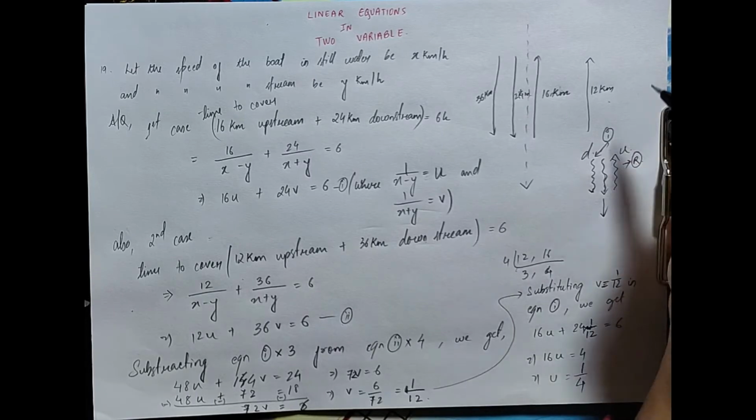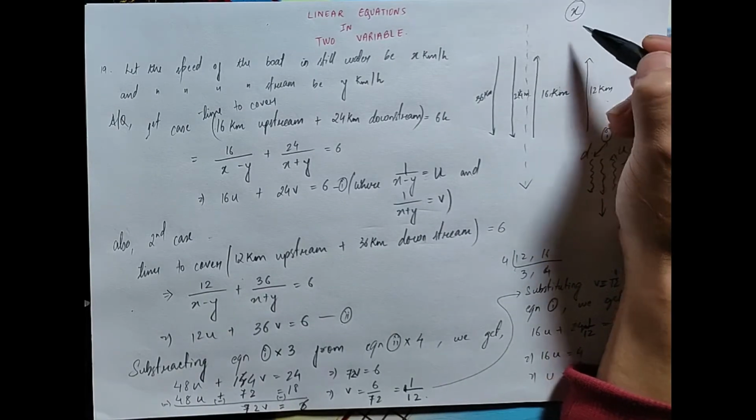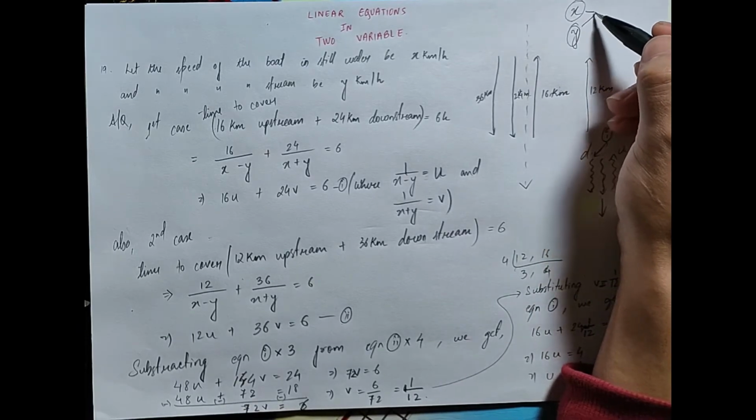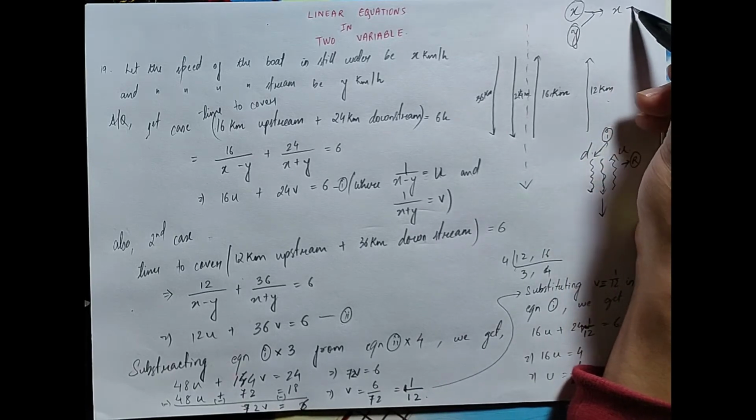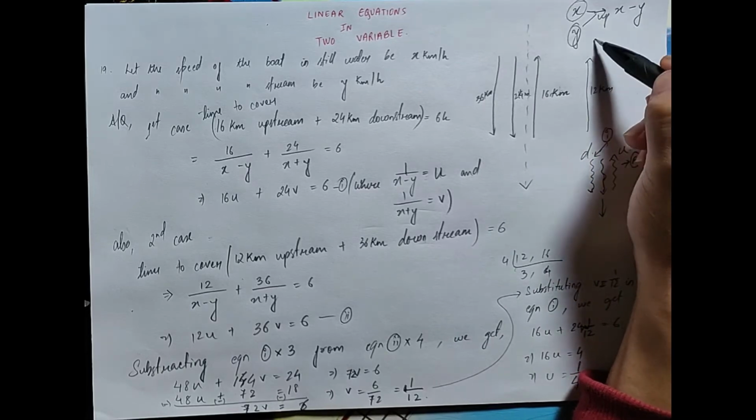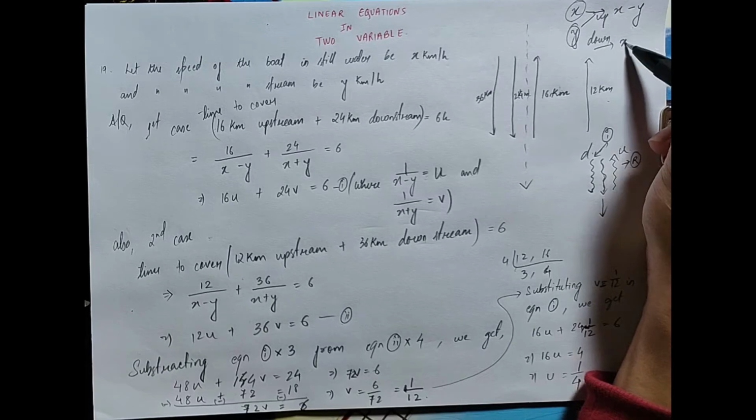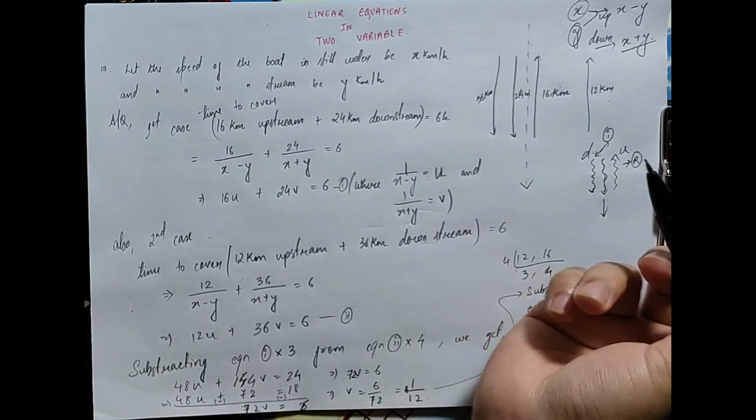So if the speed of the boat is x and the speed of the stream is y, then for upstream, that is against, it'll simply be x minus y. Whereas for downstream it will be added, x plus y. So with this concept, let's try to do this question.